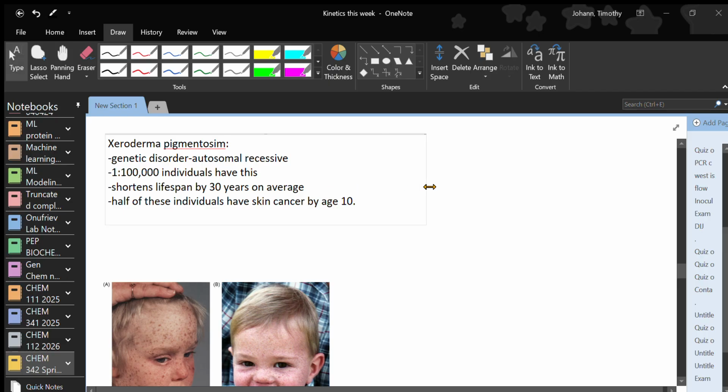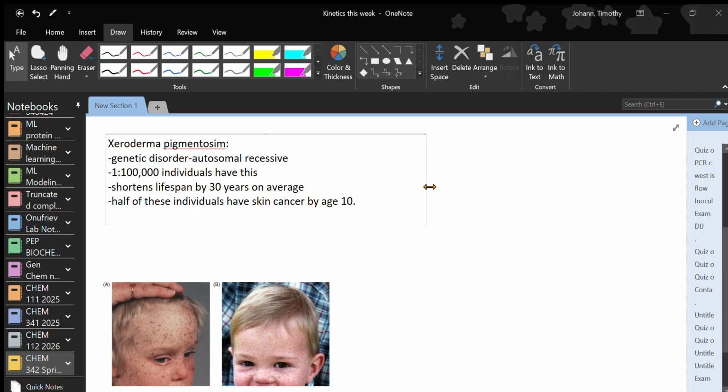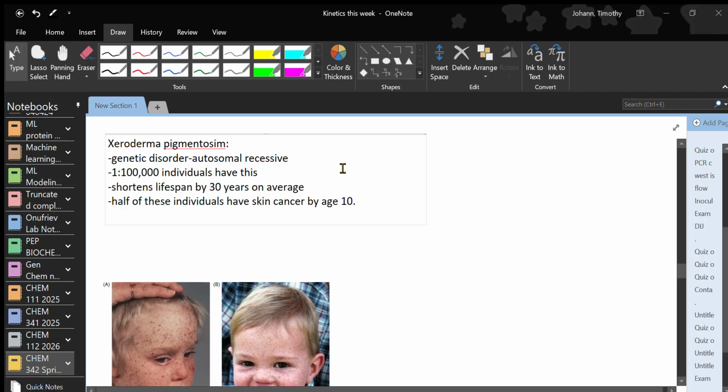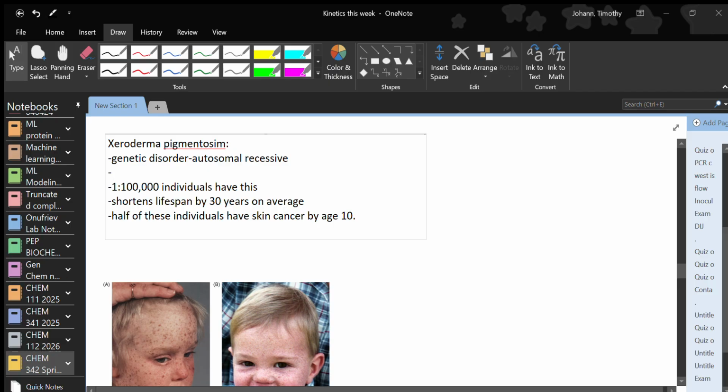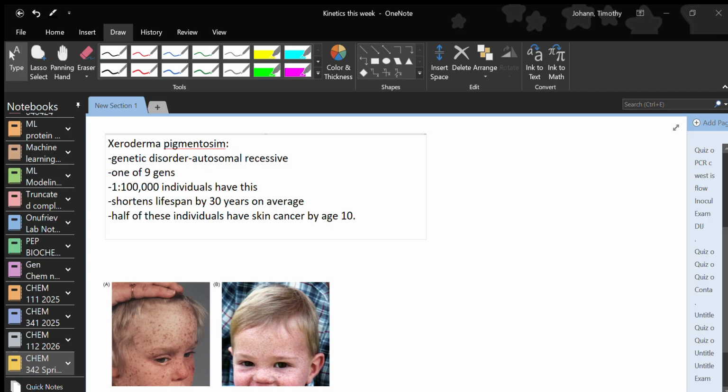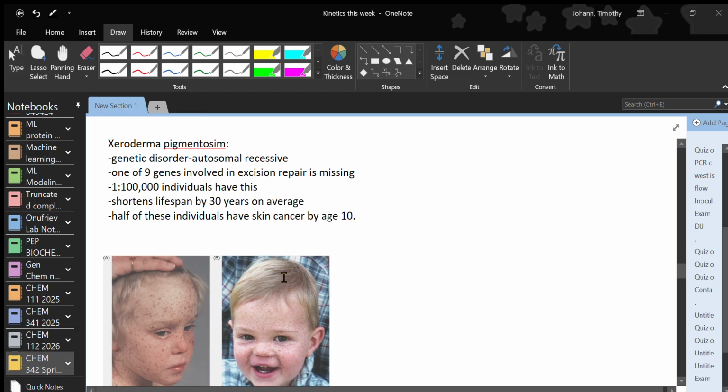Because they do not produce enough melatonin. It's actually that they're missing repair genes, which is what we're about to start talking about, DNA repair. So, one of 9 genes involved. It's one of 9 genes involved, and we'll talk about what excision repair is in a second. Okay, and I can't remember whether it's 1 of 9 or a specific 1 of 9, or whether it's just one of those 9.